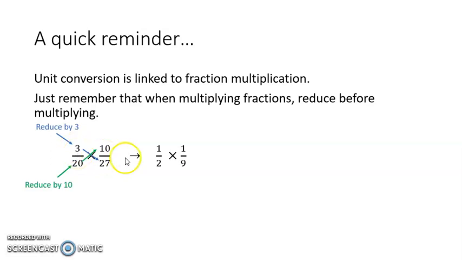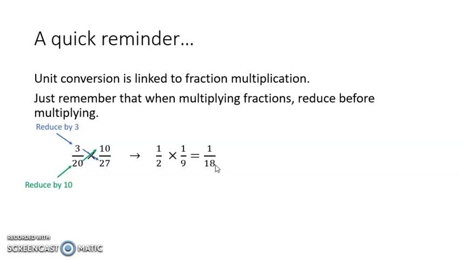So I did 3 divided by 3 is 1, and 27 divided by 3 is 9. And then I also noticed that 20 and 10 have a common factor of 10. So I did 20 divided by 10 is 2, 10 divided by 10 is 1. Now I can just do my fraction multiplication by multiplying the numerators and then the denominators. So my answer is 1 over 18.